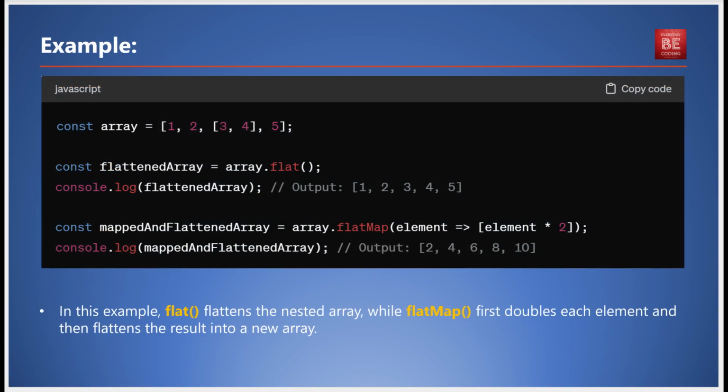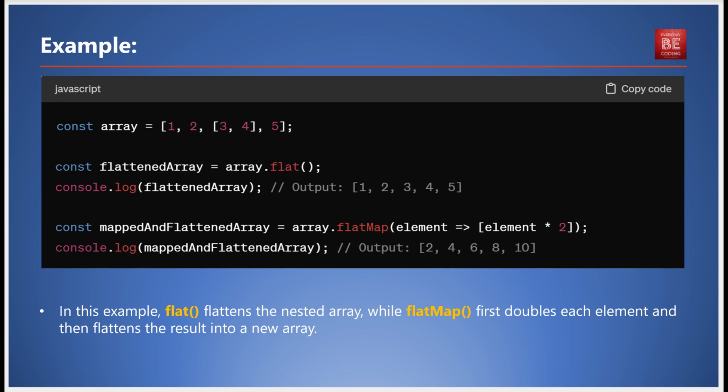Imagine we have an array, 1, 2, 5. If we apply the flat function to this array, it flattens the nested array, resulting in 1, 2, 3, 4, 5. However, if we apply the FlatMap function with a callback function that doubles each element, it first doubles each element and then flattens the result into a new array, resulting in 2, 4, 6, 8, 10.